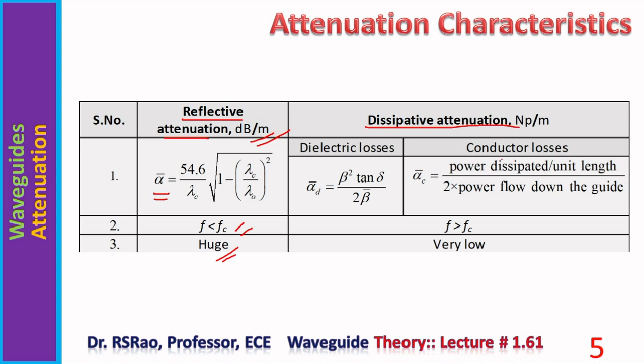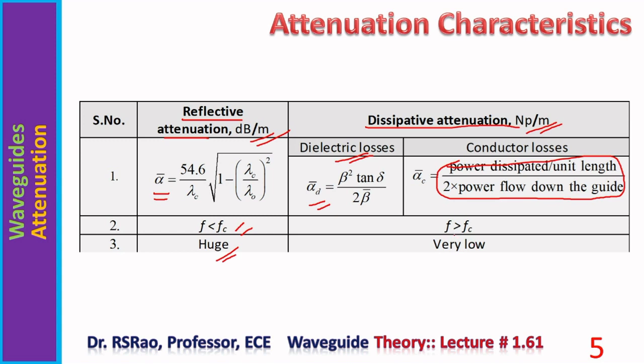When it comes to dissipative attenuation, units are nepers per meter. It has two components, two parts. One is due to dielectric losses, that is due to imperfect dielectric that is there in the hollow region. Another component is due to imperfect conductor walls, that is conductivity of the walls being finite. The attenuation constant due to dielectric losses, alpha d, is given by beta square tan delta by 2 beta bar. Due to conductor losses, one can find out using a formula. This formula is power dissipated per unit length by 2 into power flow down the guide.